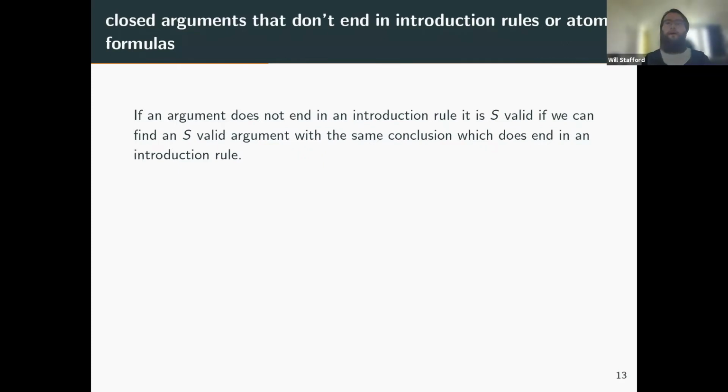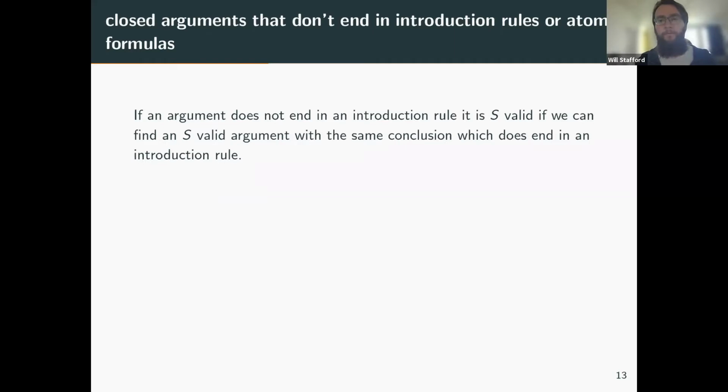Okay, so what about an argument that doesn't end in an introduction rule and doesn't end in an atomic formula? Well, it's just going to be S-valid if we can find another proof that does end in an introduction rule, or possibly an atomic formula, that is S-valid. So we're just going to trade it for another proof that has the same conclusion and has the property we want.